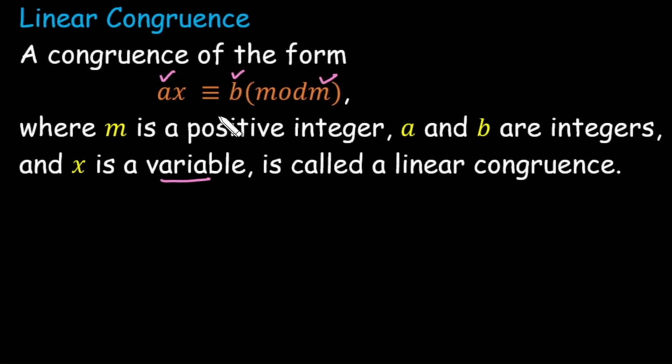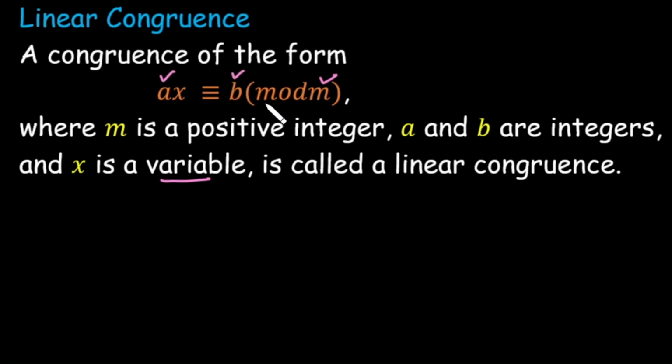Now, why should we care about linear congruence? Because they help in solving problems where the remainder matters, like in cryptography, coding theory, scheduling, and number puzzles. The point is, if that matters, then how do we solve them? We find the value of x that makes this equation true. It means when you multiply by x and divide by m, the remainder is b.